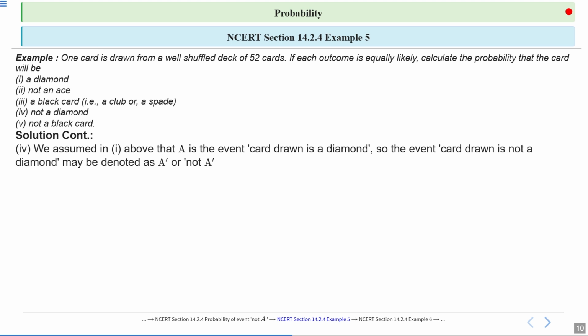And we know this formula: the probability of not A, that means the probability of A complement, is equal to 1 minus the probability of A. We already calculated that the probability of A is 1 by 4. So the probability of not A is 1 minus 1 by 4, which is equal to 3 by 4. So the probability that the card will not be a diamond is 3 by 4. Clear, students?